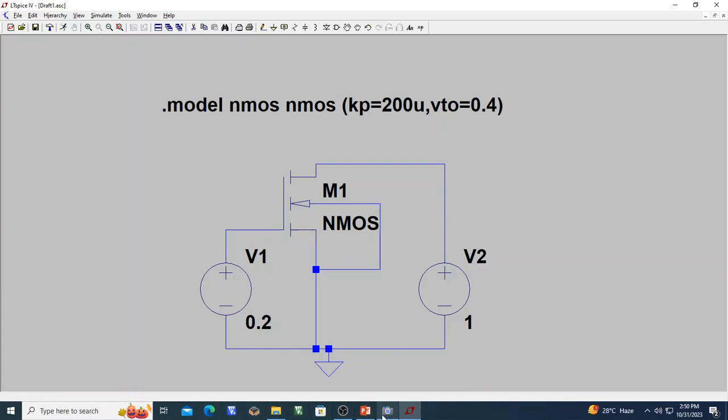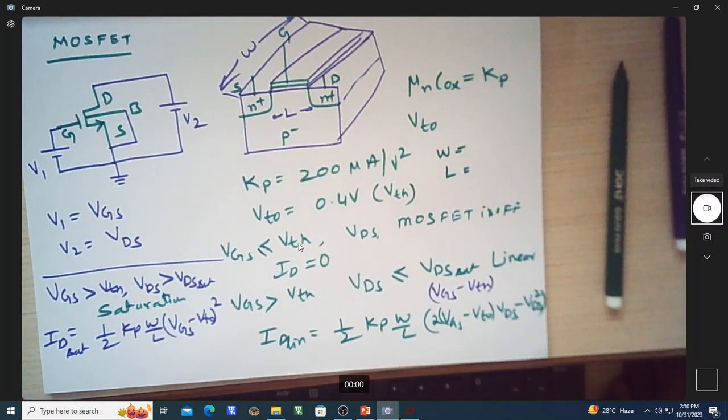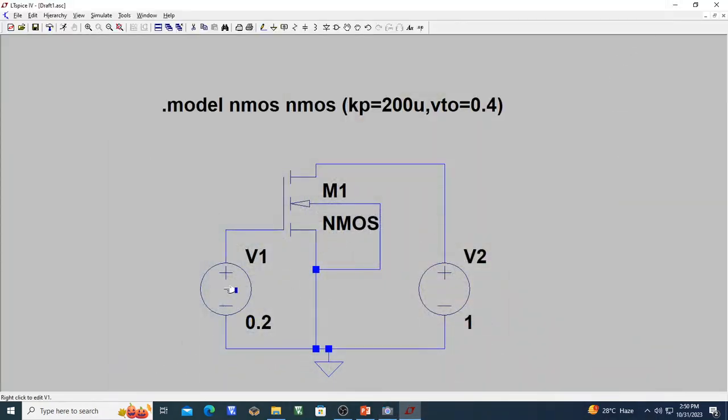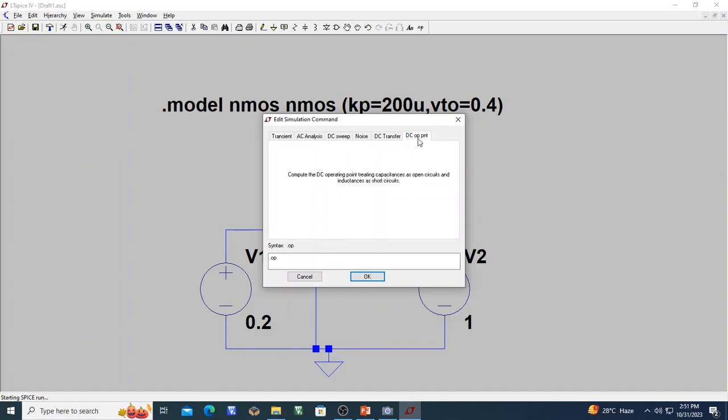As we have studied in the class, if VGS is less than VTH, or even if it is equal to, the MOSFET is in off condition, so ID should be 0. Because this is your VGS which is less than VTH of 0.4, the MOSFET should be off. Now this is the option for running. If you say run, it will ask what simulation I have to do. Since I'm looking at only the currents and voltages, I will opt for DC operating point.